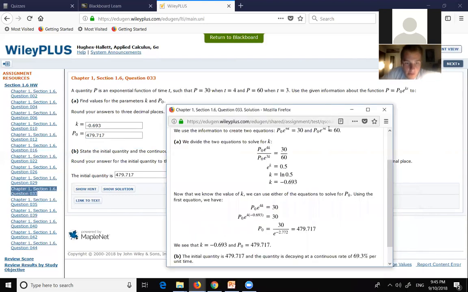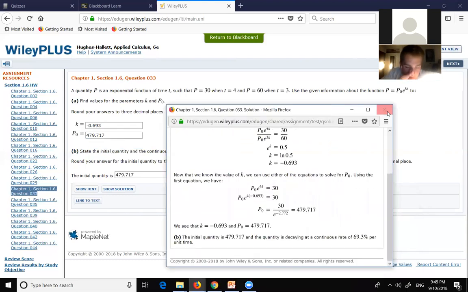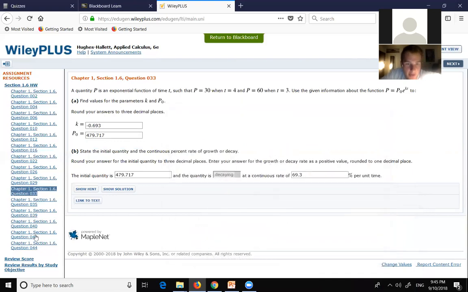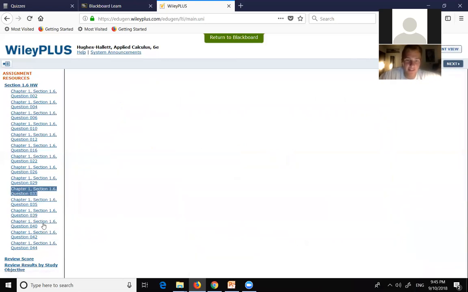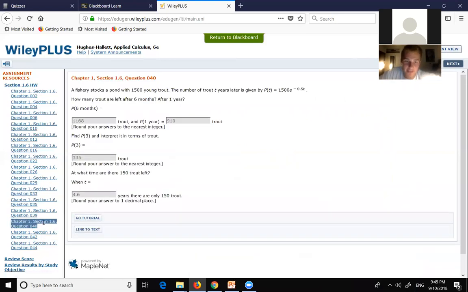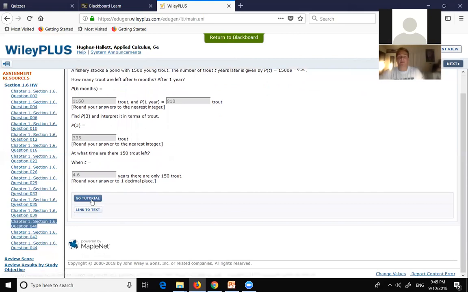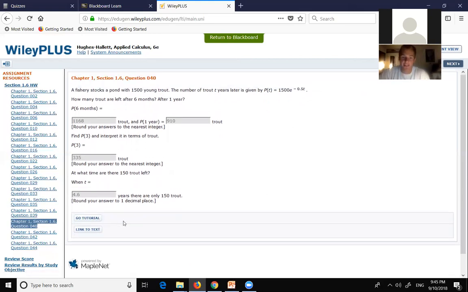Good. Okay, what's the next question that you have? 1.6, number 40. I feel like I knew how to do this question, but for some reason Wiley Plus said my answers are wrong. I'm plugging in 1 for the T, and then for the first part putting 0.5 into the T, but I don't know why they were incorrect.